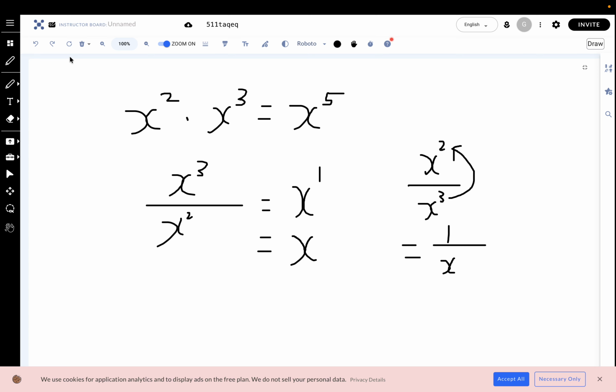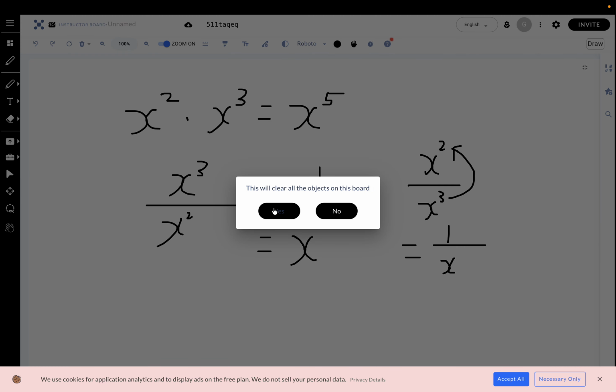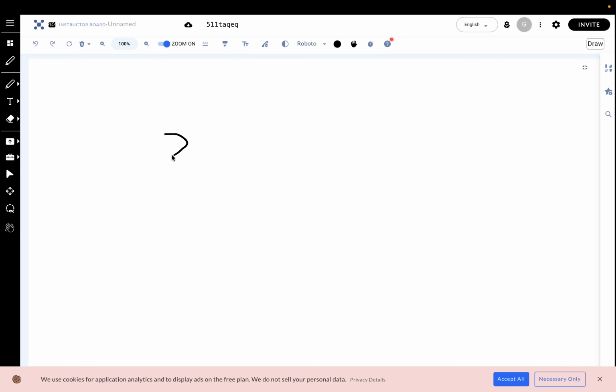So let's take a look at a more confusing example. So let's say you are asked to simplify this: x cubed y times x squared y squared. If you see multiple variables, since we have x and a y, we multiply from the same variable to the same variable. So x will go to x, y will go to y. So x will go to x, right? So the bases are the same. 3 plus 2, that's 5.